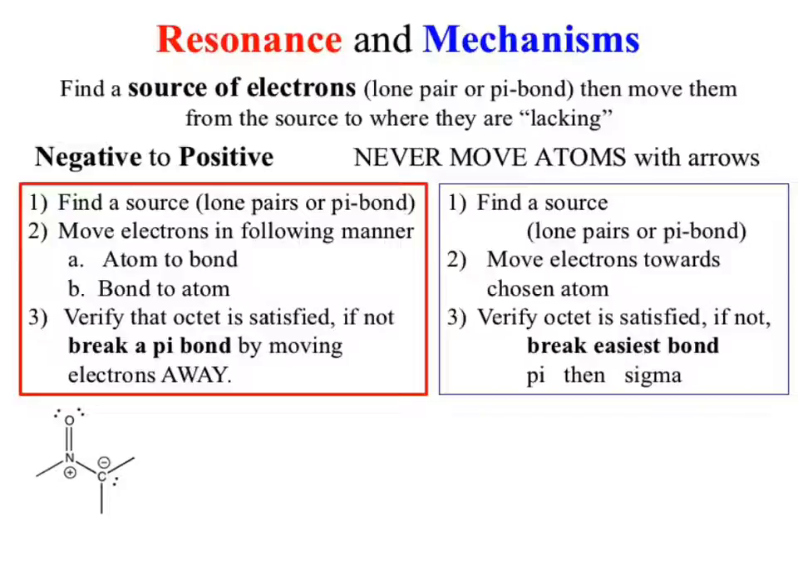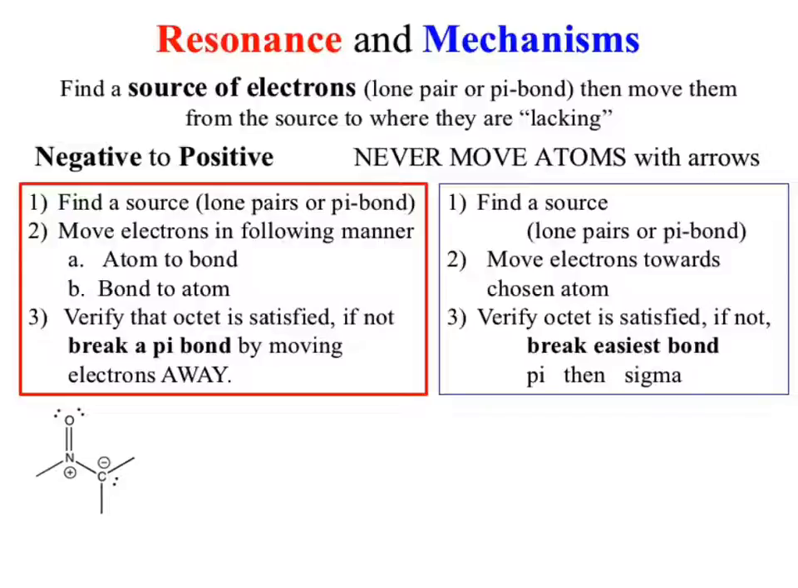What happens in the case of a mechanism? Well, we're still finding a source. Lone pairs and pi bonds are a good thing to start with. And we'll move electrons towards a chosen atom. That chosen atom should be electron deficient, just like in the resonance. Where we run into an issue is that we'll check our octet. The very first thing we'll do is break the pi bond.